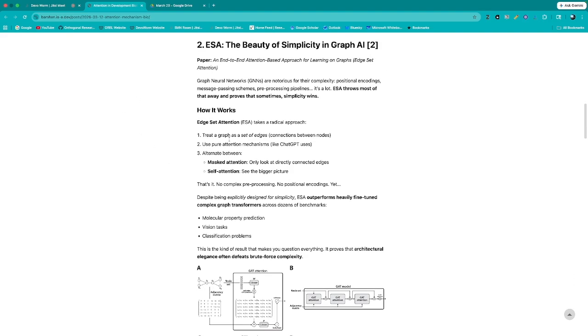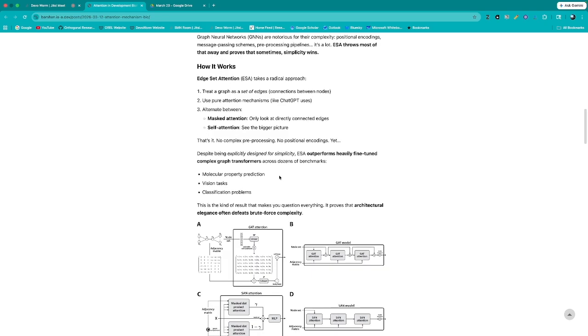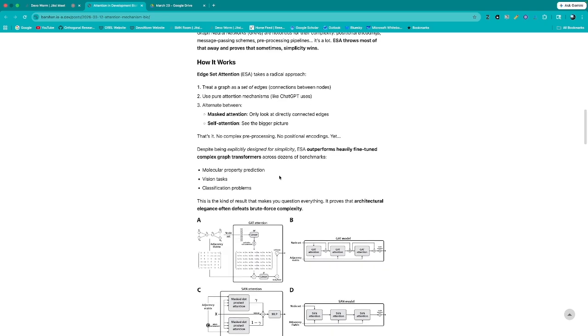Edge set attention works by treating a graph as a set of edges, or connections between nodes. It uses pure attention mechanisms, and alternates between masked attention, where it only looks at directly connected edges, and self attention, where it sees the bigger picture, and that's it. Despite being designed for simplicity, ESA outperforms heavily fine-tuned complex graph transformers across dozens of benchmarks. And of course, we can use this for a number of things.